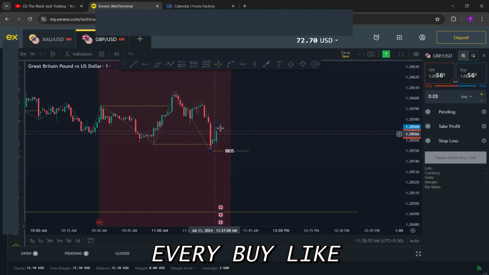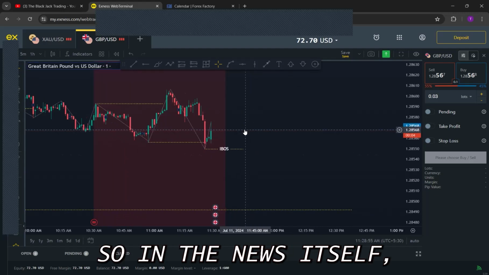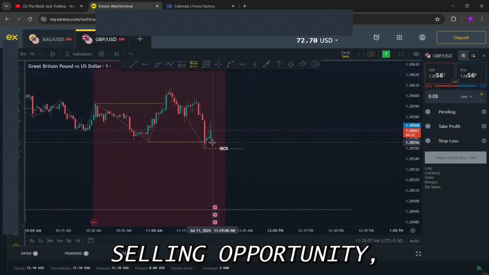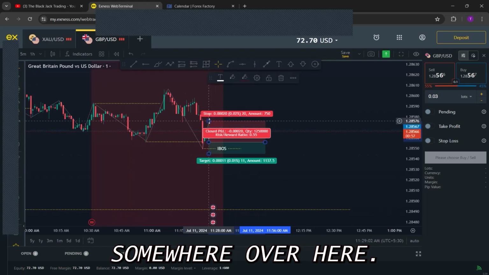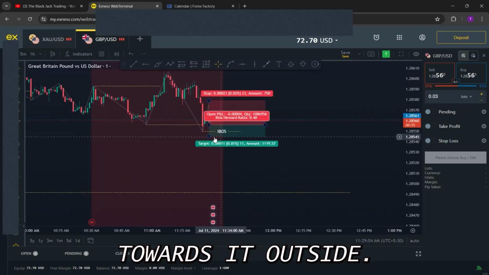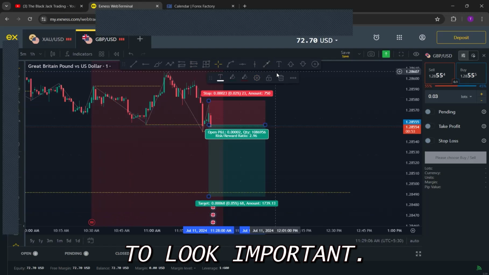Now after every buy leg, there is a sell leg in the market. So in the news itself, we are looking for a selling opportunity, something like this. Okay, and we are going to put the stop loss above this level, somewhere over here, and then we are going to target towards the downside. So this is the new trade that we are looking for.